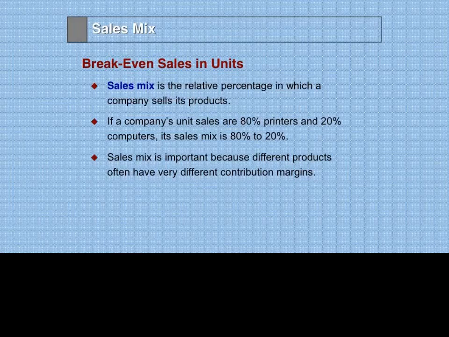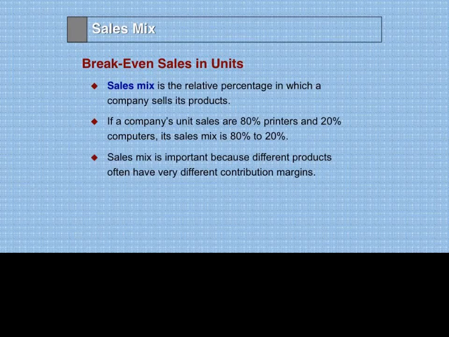You've learned how to calculate the break-even in units and in dollars for a company that sells a single product. But not many companies sell a single product. Most companies have a range of products. So how do we calculate the break-even for a company that sells a range of different products?